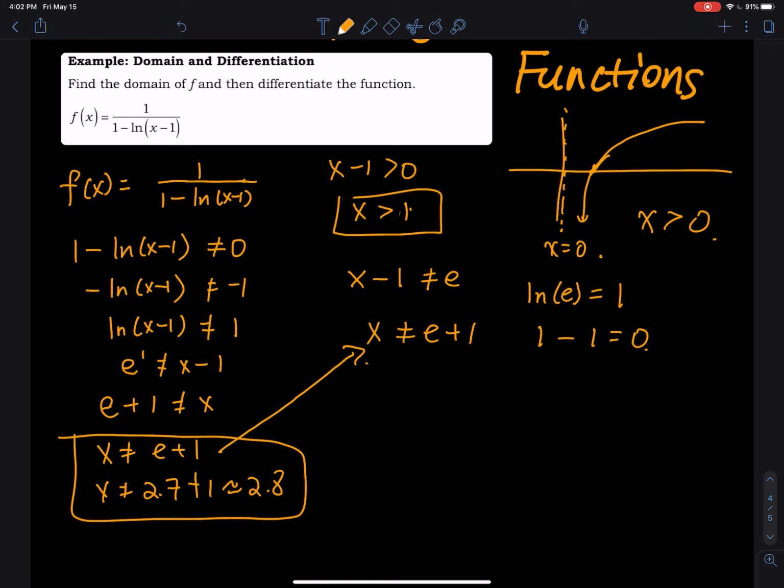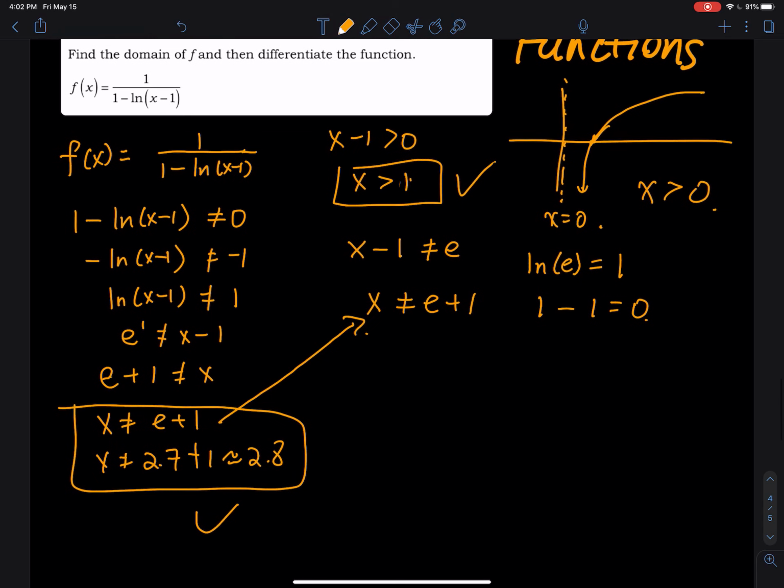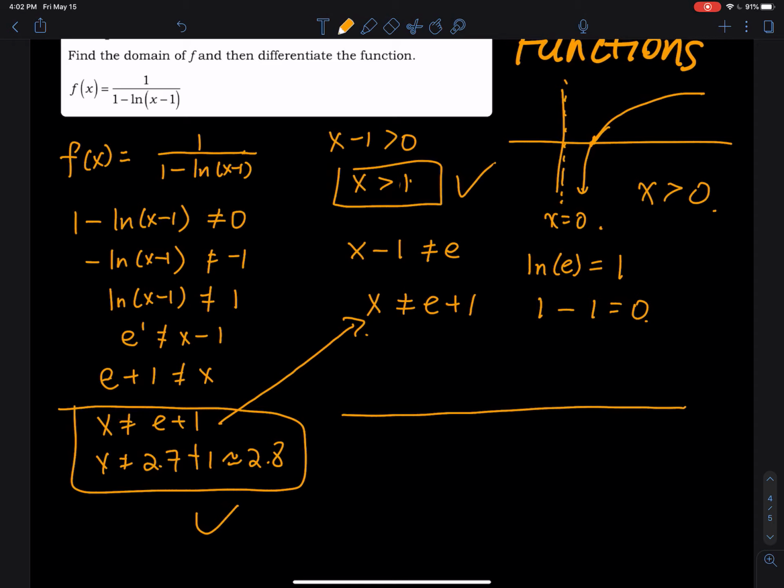So we have this, and then we have that. Let's summarize the domain on a number line. So we have a number line. Here is how a number line works. We have 0 in the middle, positive numbers on the right, negative numbers on the left. So 1 is right here, right? And then e plus 1 is around right here. So x cannot be 1. We draw an open circle. x must be greater than 1, cannot be e plus 1, so greater than 1 is the right-hand side. And then we make a jump at e plus 1.